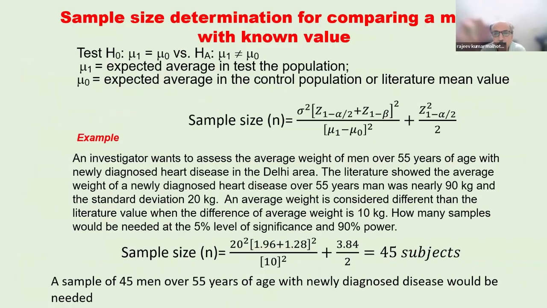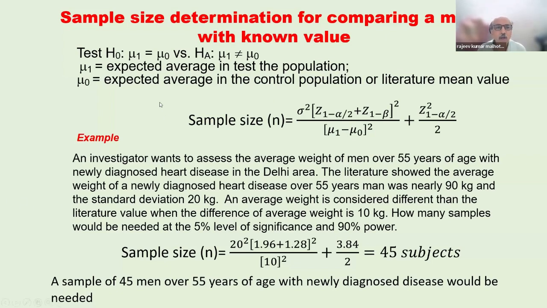Now we come to the formula for calculating the sample size for comparing the mean with a known value. This is a one-group sample size calculation. We compare this value with the literature value. In that case, we have only one group. We draw a sample and calculate the mean, and this mean we compare with the literature value. So I will explain.